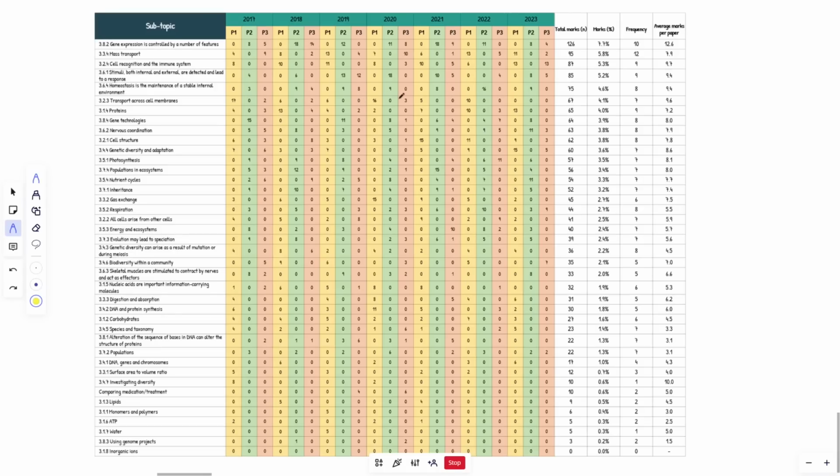I didn't really know how else to neatly present all this data in one go, in one table. But basically, I'm going to try and run you through it, okay? So we have the subtopic here. This is just this column, right?